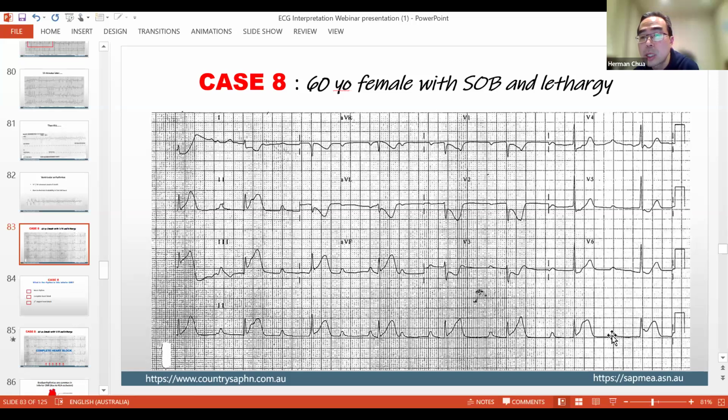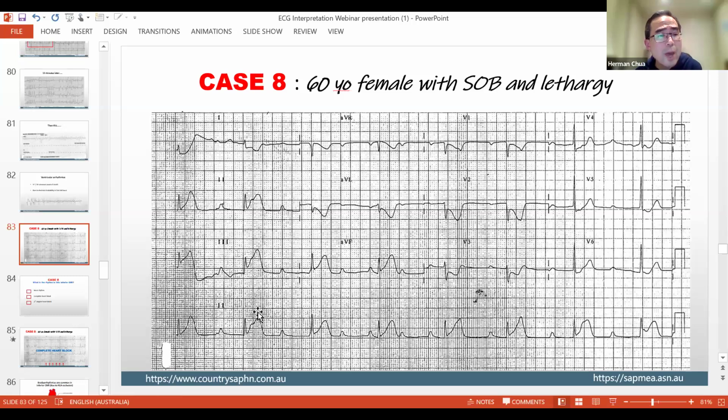Can you see my cursor just moving along? In fact, there's a P wave hidden in the ST segment. Can you see that notch there? Yes. So basically, they are unrelated. The P waves are unrelated to the QRS. The QRS is doing its own thing, the P waves are doing their own thing. So this is basically a third degree heart block, or a complete heart block.